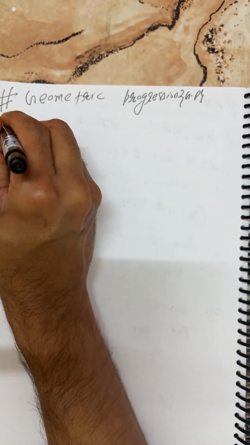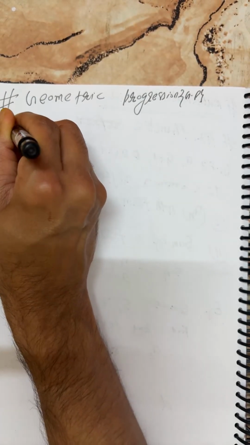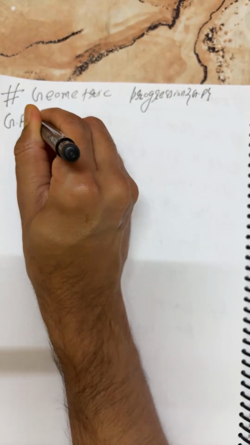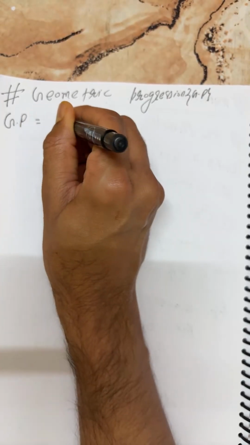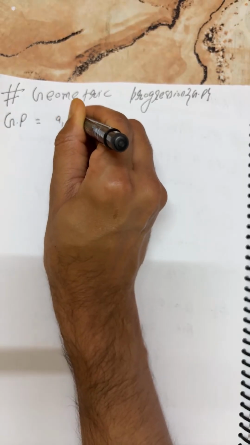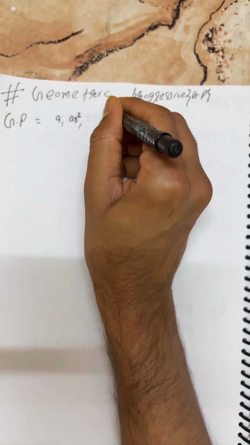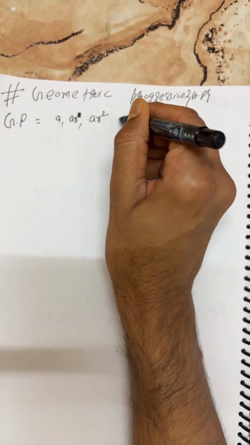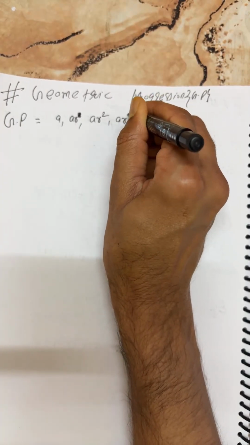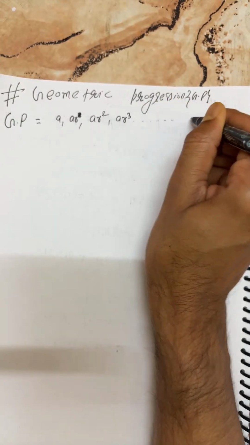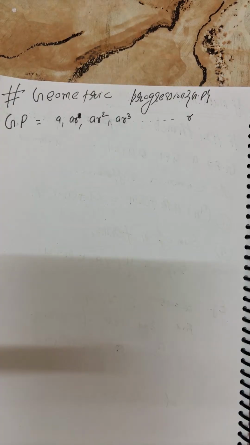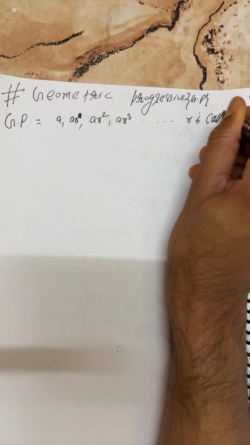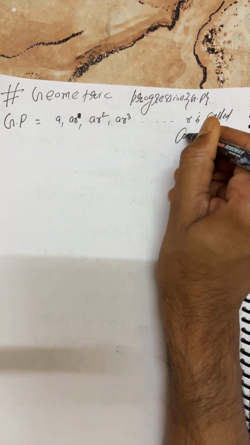So what is the general format of geometric progression? This is A, then AR, then AR square, then AR cube, and so on up to AR to the power n minus 1. Here R is called the common ratio.